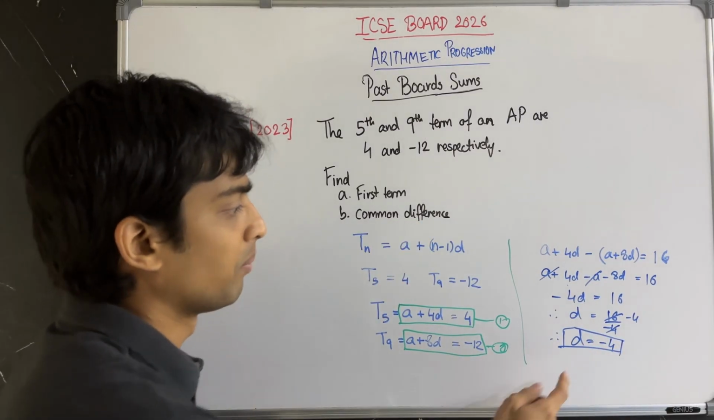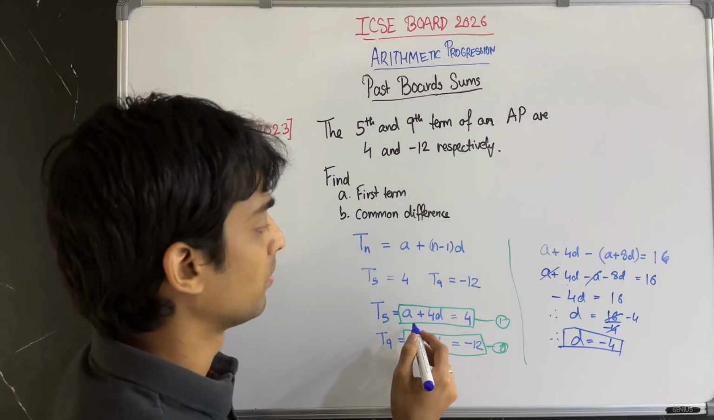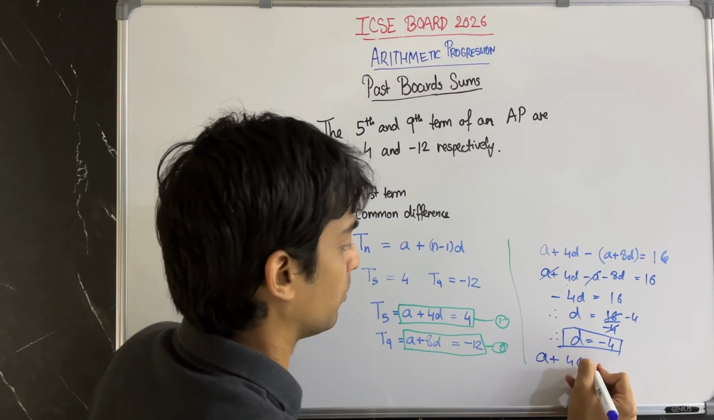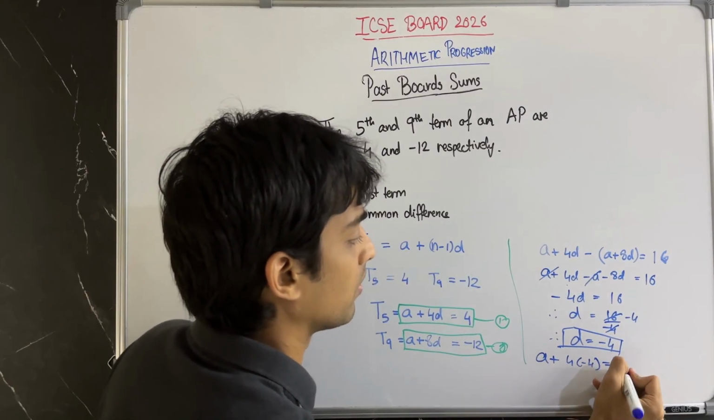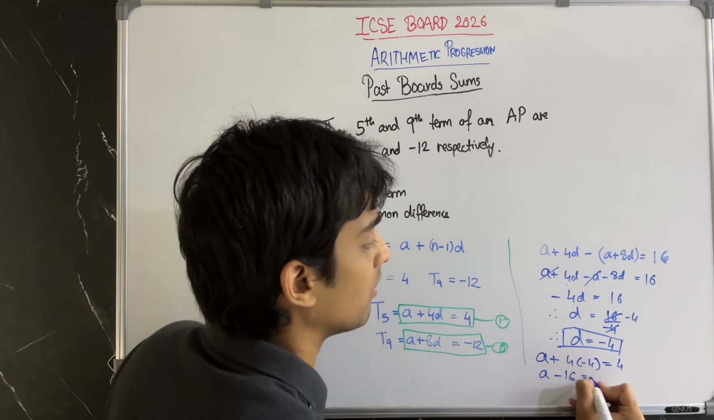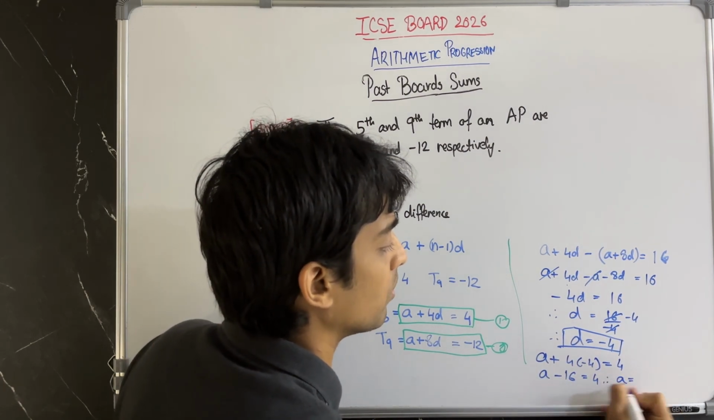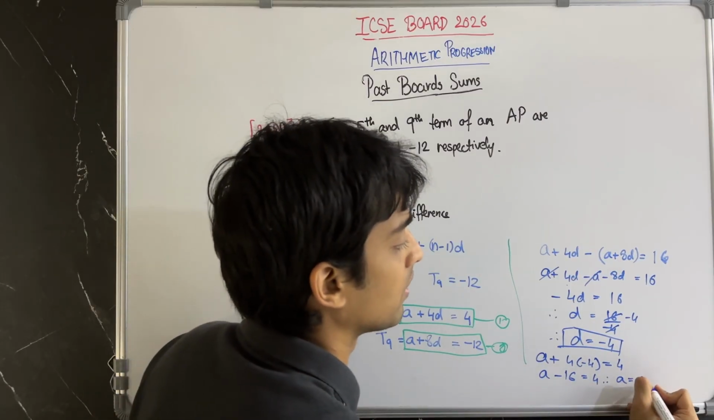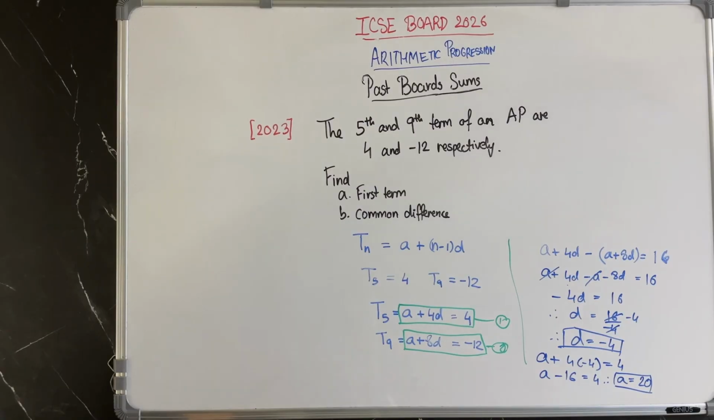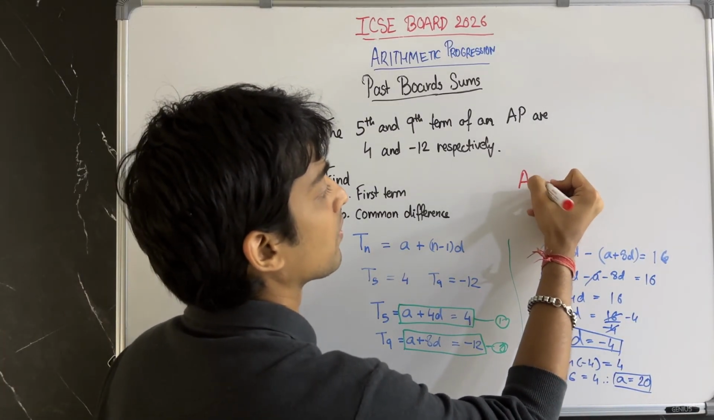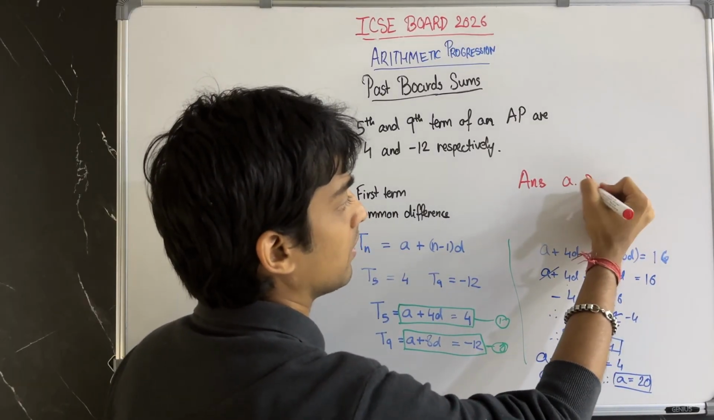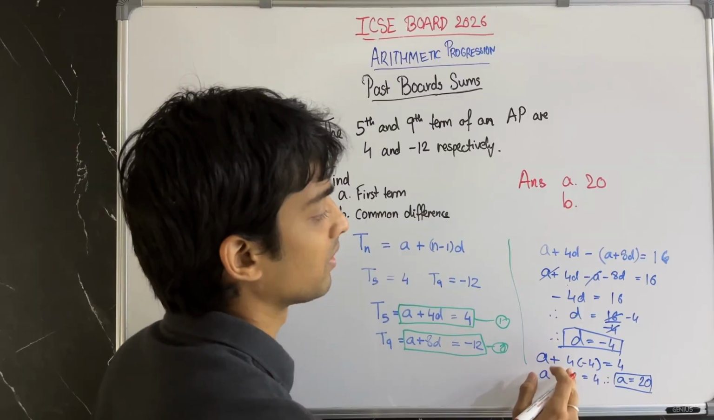Now we got this. We can plug in any of the equations. So let's plug it in this. So we get a plus 4 into minus 4 equal to 4. So a minus 16 equal to 4. Therefore, a equal to 4 plus 16, which is 20. So the final answer is first term a is 20 and common difference is minus 4.